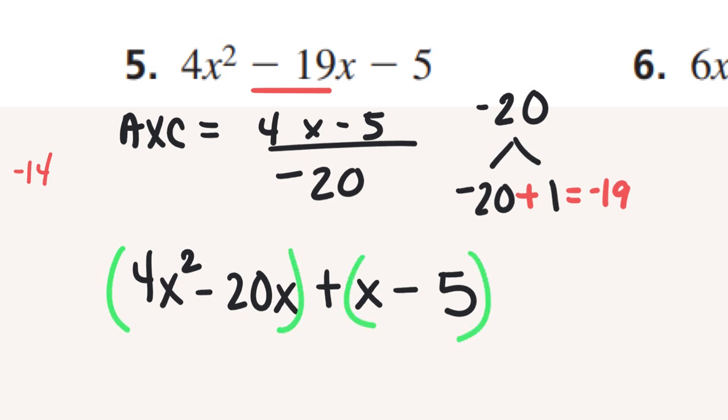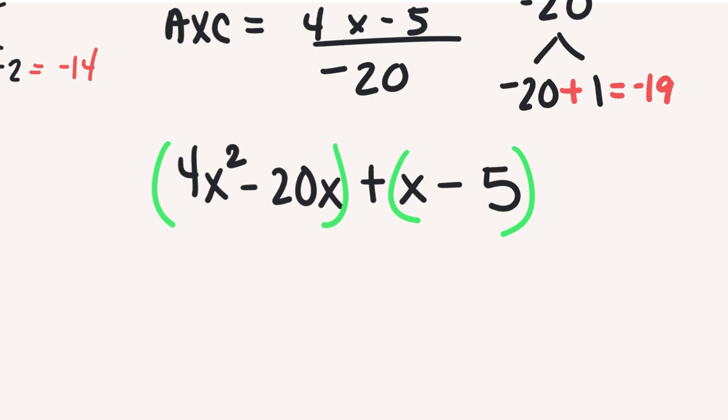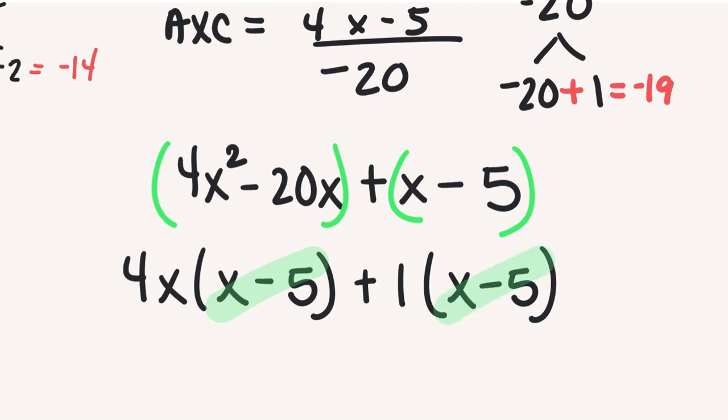Separate them. And I can factor out here 4x, and I'm left with x minus 5. And in here, I'm going to have plus 1. And inside, I'm going to be left with x minus 5. I know these are both the same. So my answer is going to be x minus 5 times 4x plus 1.